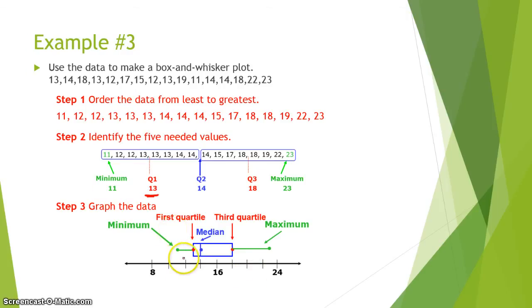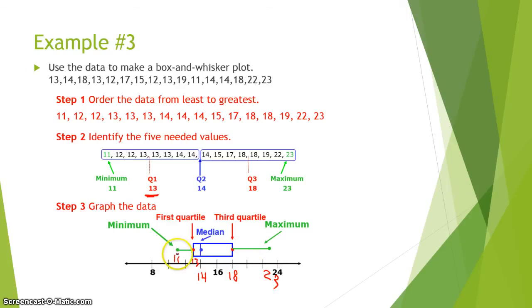Okay, so we plot our minimum value, which is 11, about right here on the number line. So there's my minimum, that's 11. Then we have our first quartile, our value is 13. So here's 13. Our median is 14, right here. Then we have our third quartile, which is 18, and our maximum value, which is 23.